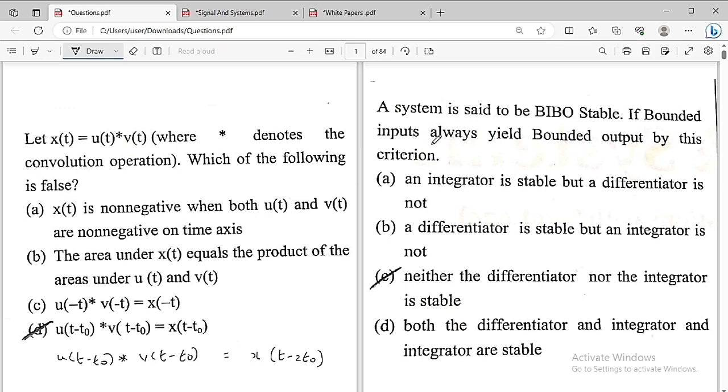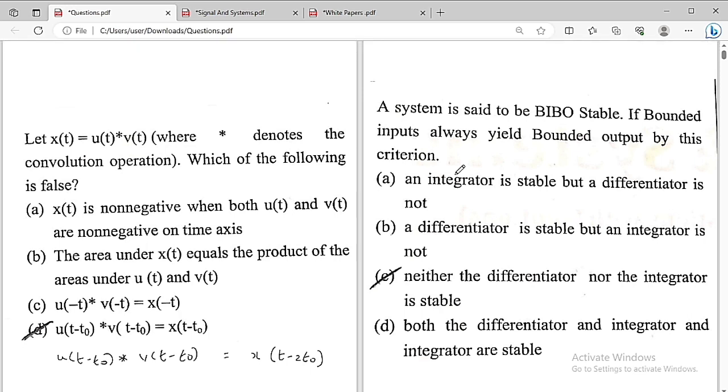Now we are going to solve another question. A system is said to be BIBO stable if a bounded input always yields a bounded output, by this criterion. As I already told you, what is the meaning of stability? For every bounded input, if you get a bounded output, then only we can say that the system is stable, otherwise it is unstable.